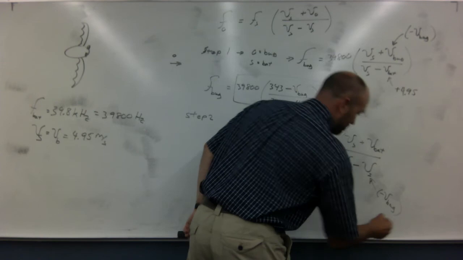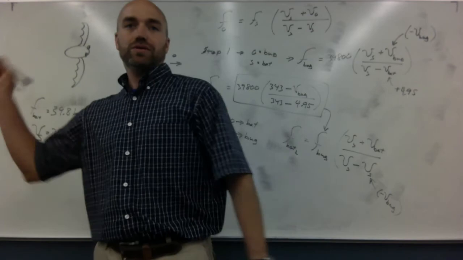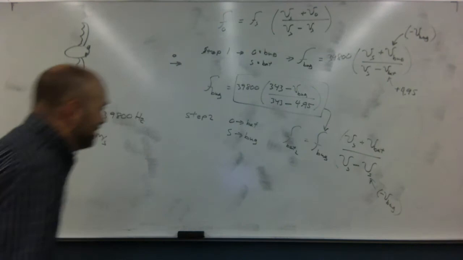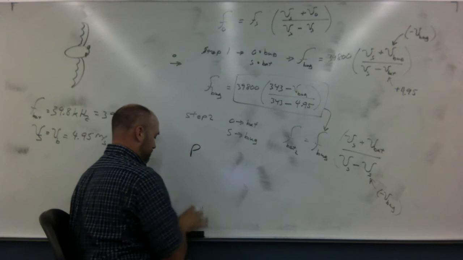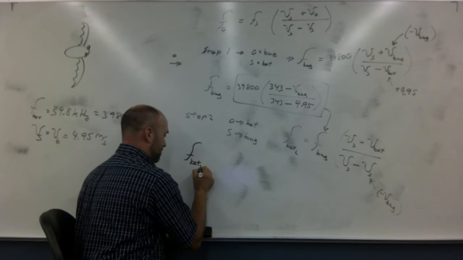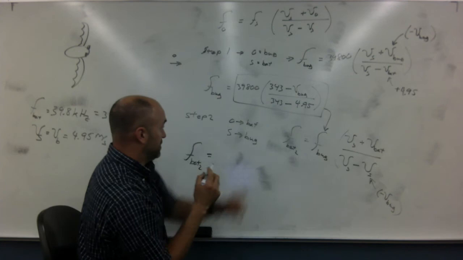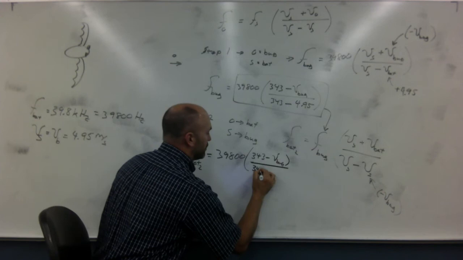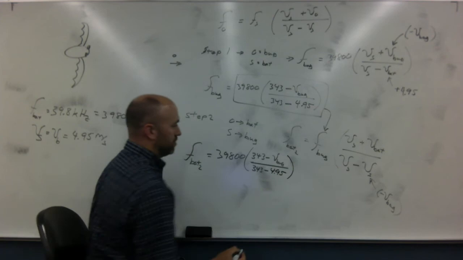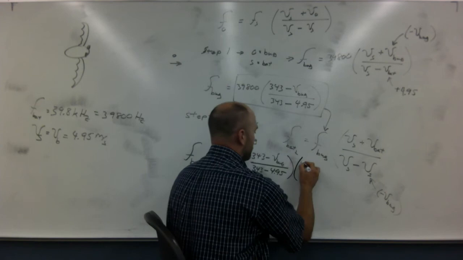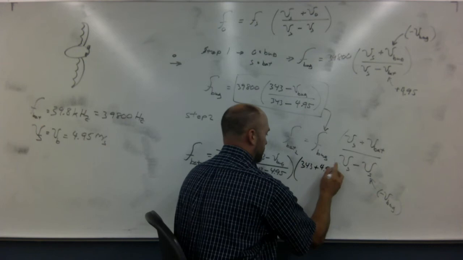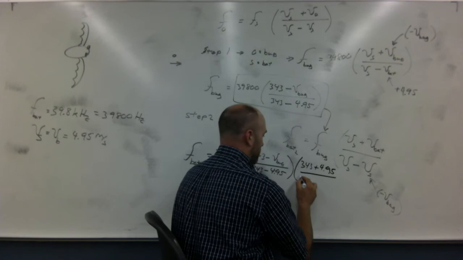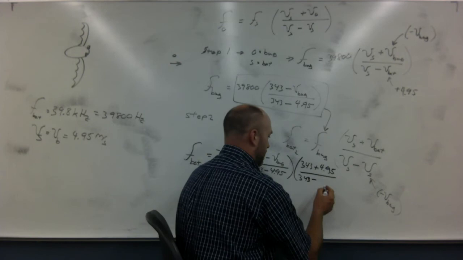So when we write all this out, and my black pen is dying here, yes, I nailed it. I don't usually do that. Okay, so the frequency observed by the bat, the second frequency, is going to be equal to all this stuff up here: 39,800 times 343 minus speed of bug, divided by 343 minus 4.95, times this stuff, 343 plus the speed of the bat, 4.95, divided by 343 minus a negative speed of the bug, which becomes plus V bug.